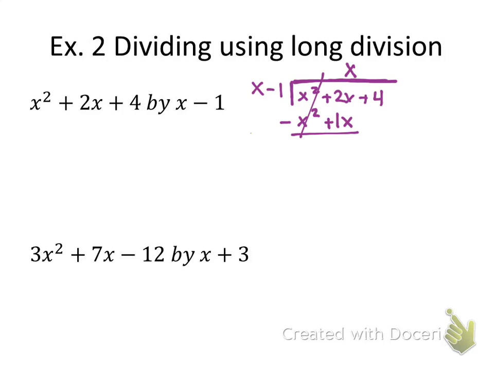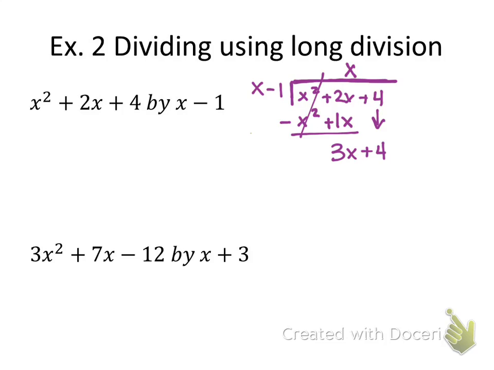And your first term should always cancel out. If it does not cancel out, then you've done something wrong. Okay? 2x plus 1x is 3x. Then what I do is I bring down my plus 4. And I ask myself, what do I need to do to x to make it 3x? Multiply by 3. And what kind of 3 am I going to multiply?